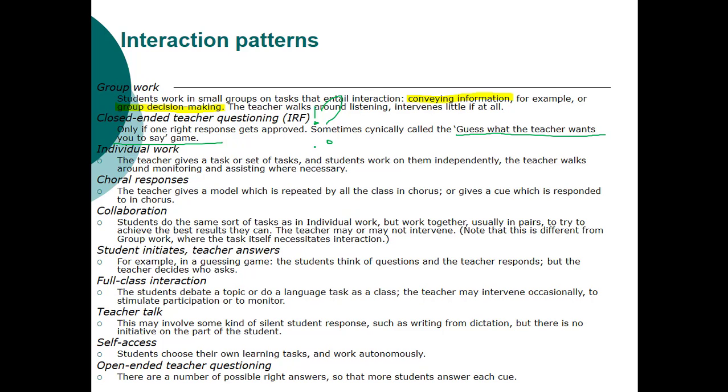Self-access, meaning autonomous work. And open-ended teacher questioning. For example, I can ask you a question: would you mind giving me an example related to a student initiates and teacher answers? An example about that? That's the question.